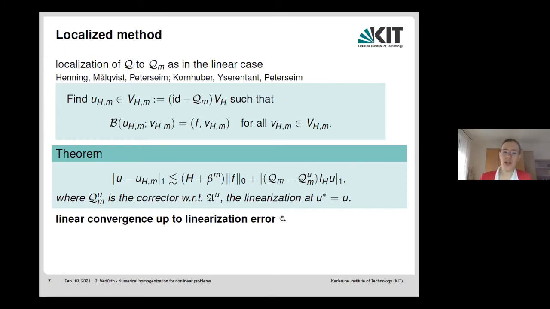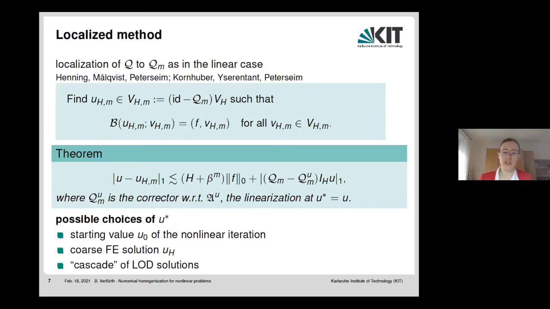But this theorem and this linearization error give us a hint at how to evaluate different choices for U star. And this is what I want to discuss next: possible choices of U star, what can we do, and what did I do in the numerical experiments that I want to present to you in a moment. So the first thing that you can do, kind of a no-brainer, is you have to pick a starting value U0 for your nonlinear iteration for this problem anyhow. So you can simply take this U0 also as your linearization and then compute everything.